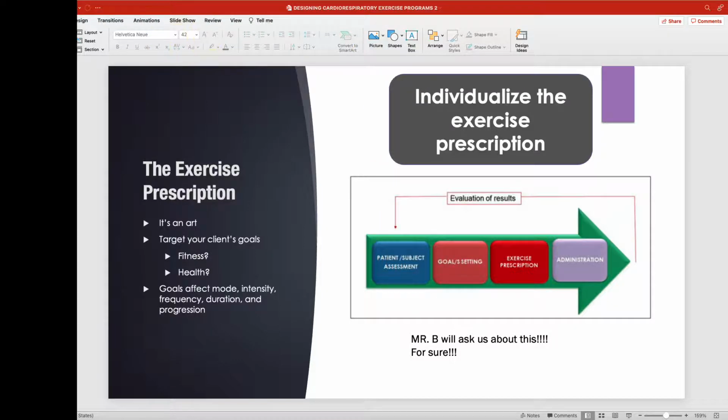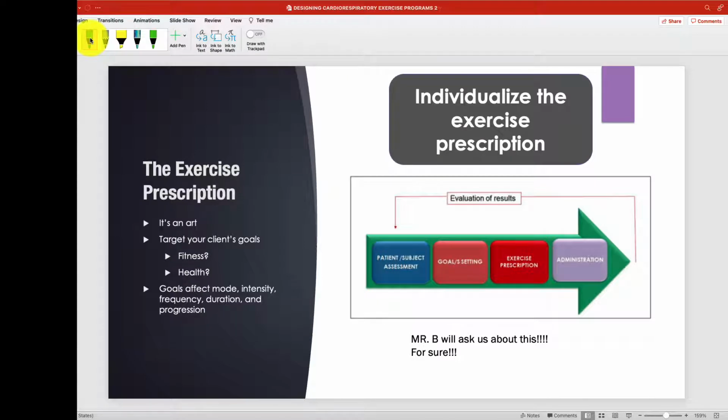So let's just quickly draw for a moment here. If we're talking about a graded exercise test, right? And we're doing the Bruce protocol, and every 2 minutes we increase the grade, and we increase the grade, and we increase the grade, right? Let's say when you did your initial assessment, this is two. I'm drawing with my right hand, so just bear with me.